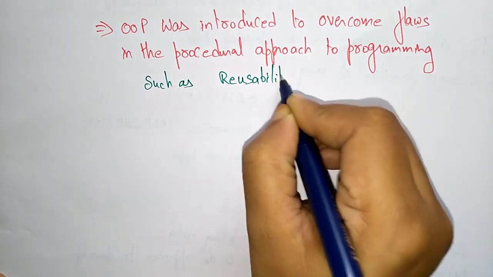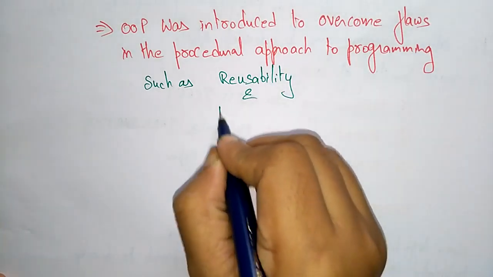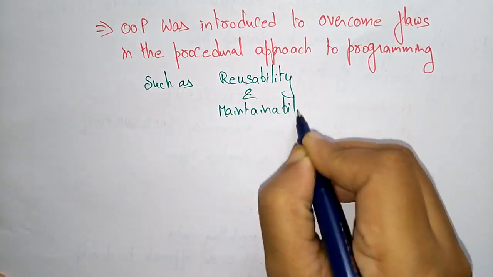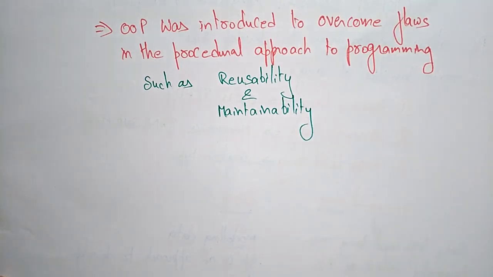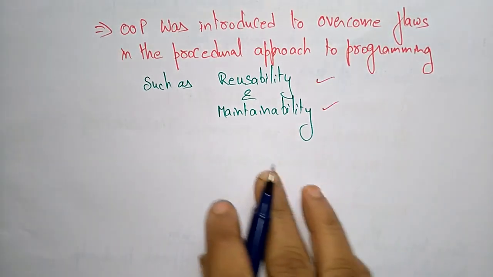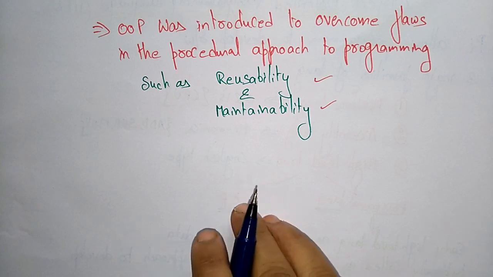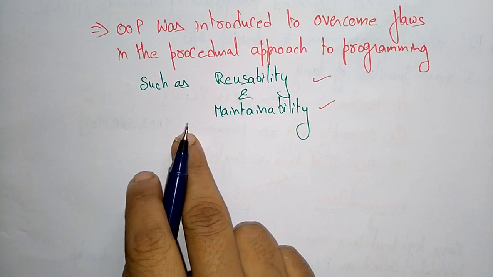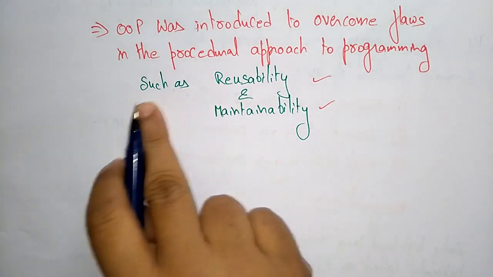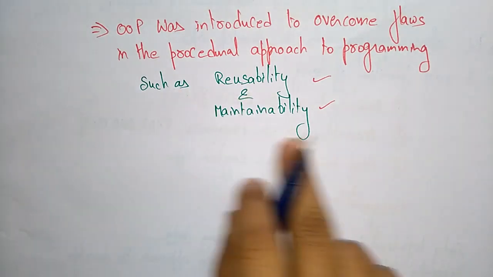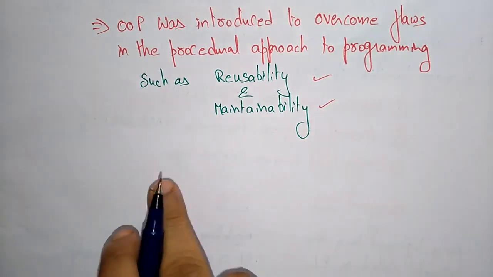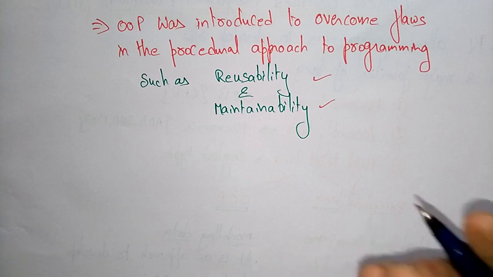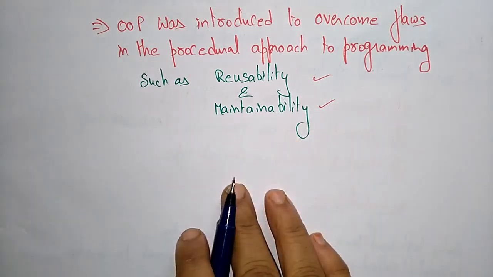Reusability and maintainability. Because of these main reasons, reusability and maintainability, we prefer object oriented programming rather than the procedural approach. In the procedural approach there is no option for reusability, and maintainability is also difficult. Whereas in an object oriented programming language, you have facilities like reusability and maintainability.